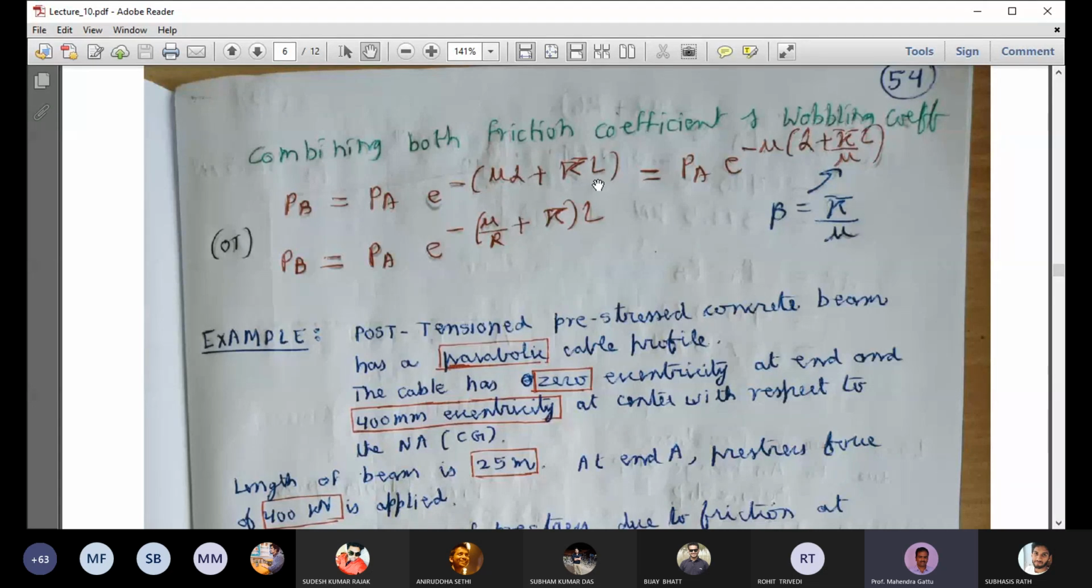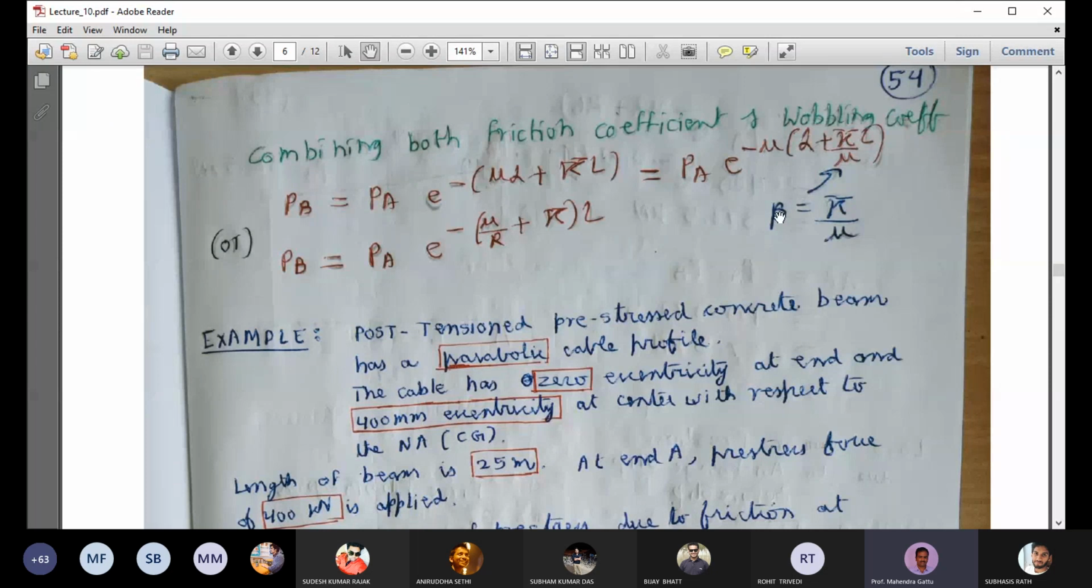So we can rewrite this equation by taking mu common. So we get Pa e power minus mu (alpha plus K bar by mu l). So what is K bar by mu? Sometimes in textbooks they have introduced some beta coefficient. So that beta is actually K bar by mu.